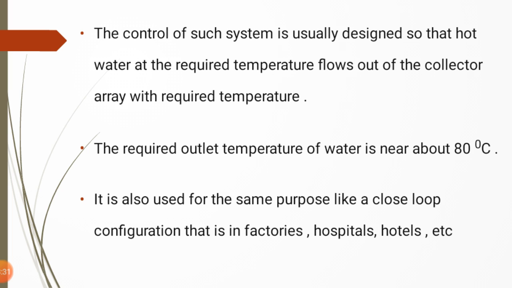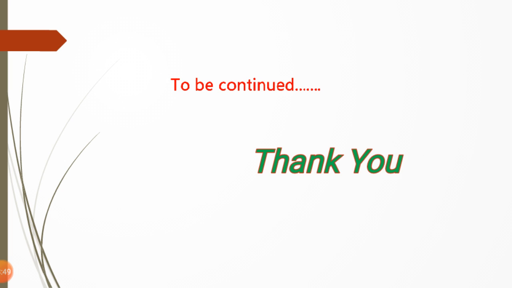So this is all about the forced circulation system, which is one of the types of water heating system. That is, a water heating system is classified into two types. First is the natural circulation system, and second one is the forced circulation system. And depending on the construction, the forced circulation system is classified into two types, that is the open loop configuration and the closed loop configuration, all of which we have covered. So this is all about the water heating system.